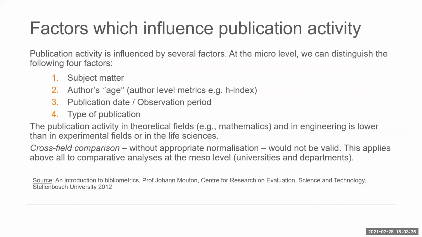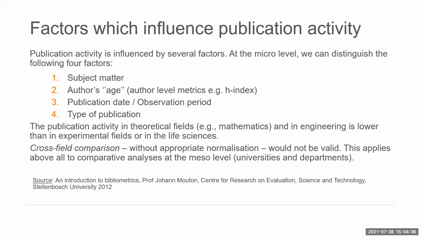The factors that influence publication activity should always be kept in mind when we are using journal or research metrics to compare entities with each other. Subject matter is a huge factor, as there is a huge difference between the citation culture and publication culture of different subject areas. Biomedical sciences, for example, publish more and also get more citations than social sciences and arts and humanities. The theoretical fields, such as mathematics and engineering, are also lower than the experimental fields, like the life sciences. So if you compare across subject areas, always try to use normalized metrics.